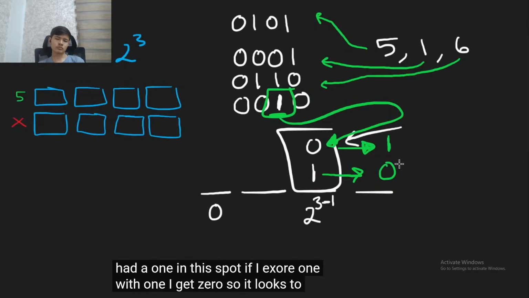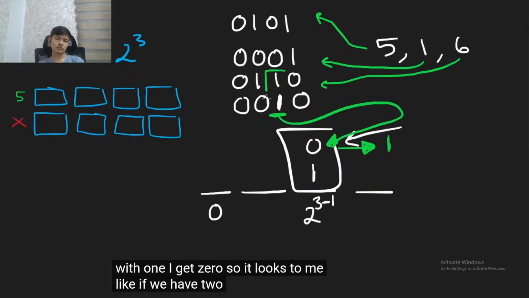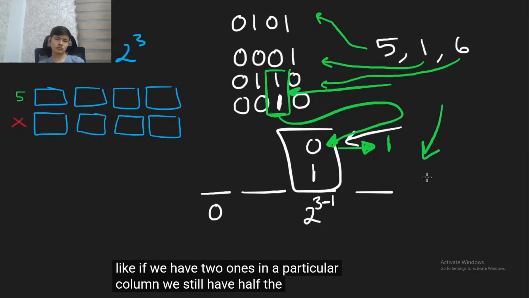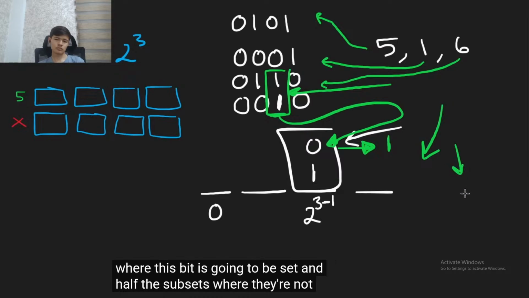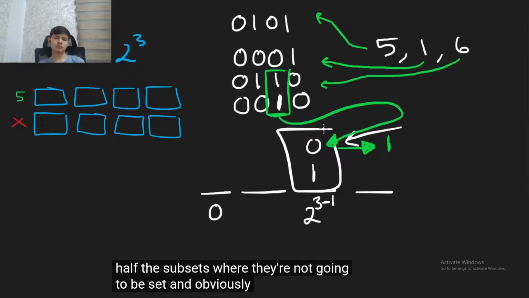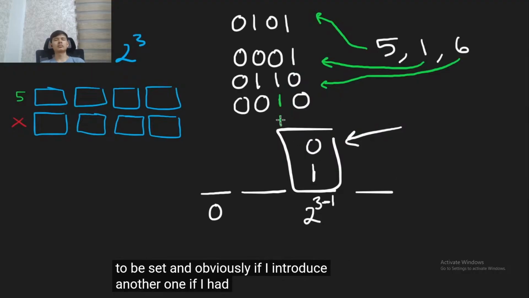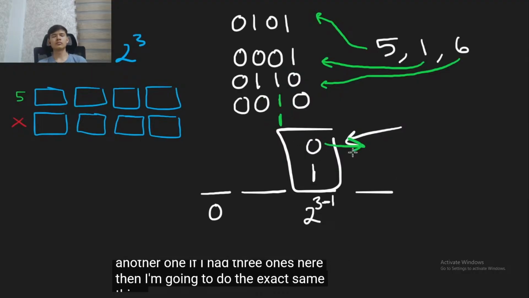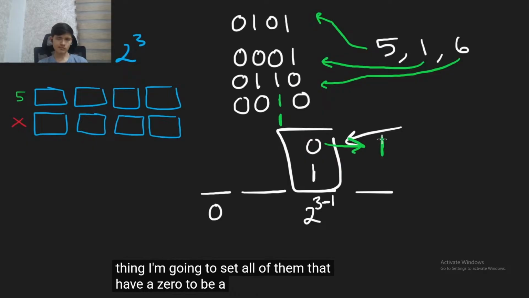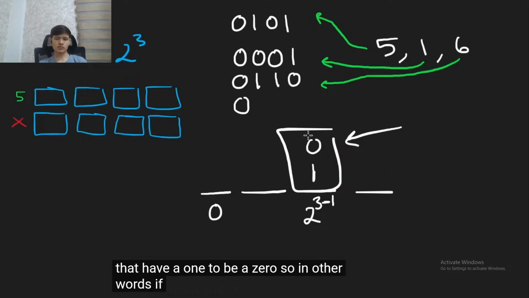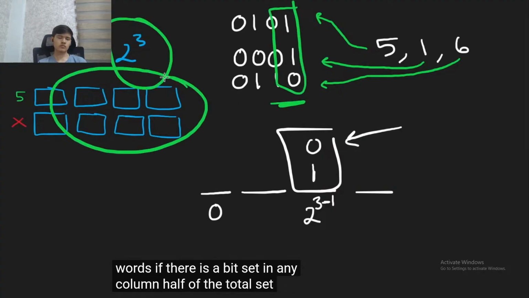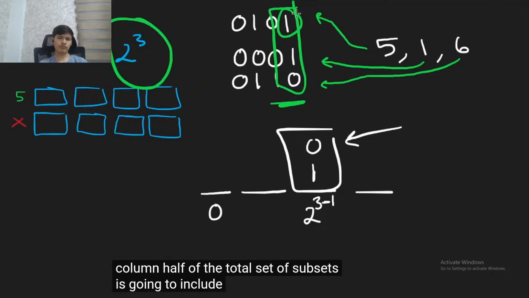So it looks to me like if we have 2 1s in a particular column, we still have half the subsets where this bit is going to be set and half the subsets where it's not going to be set. And obviously, if I introduce another one, if I had 3 1s here, then I'm going to do the exact same thing. I'm going to set all of them that have a 0 to be a 1 and all of them that have a 1 to be a 0. So in other words, if there is a bit set in any column, half of the total set of subsets is going to include a 1.